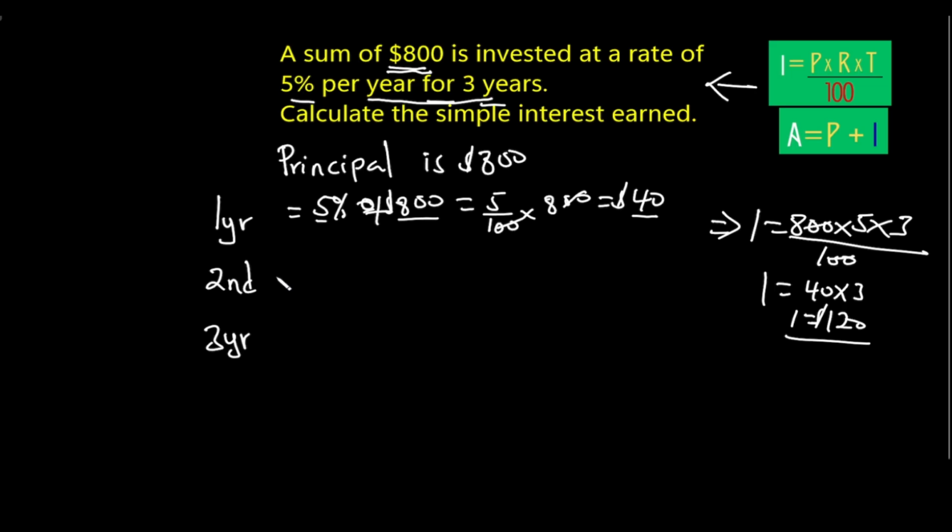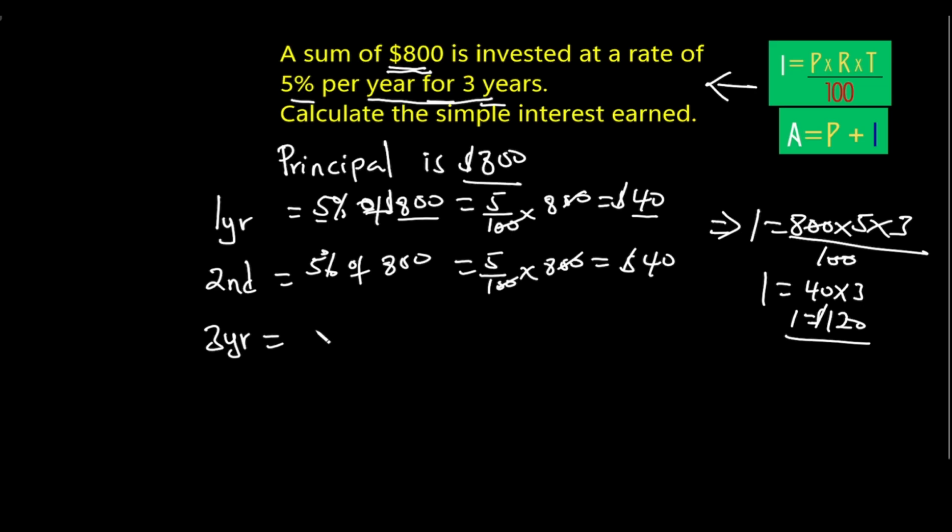Now the second year too, the same 5% interest is on the $800. So let's calculate it. 5% of $800 on the second year, 5% is the same as 5 divided by 100 times 800. The same way, 5 times 8 is 40. So on the second year too, there will be a $40 interest on the $800.